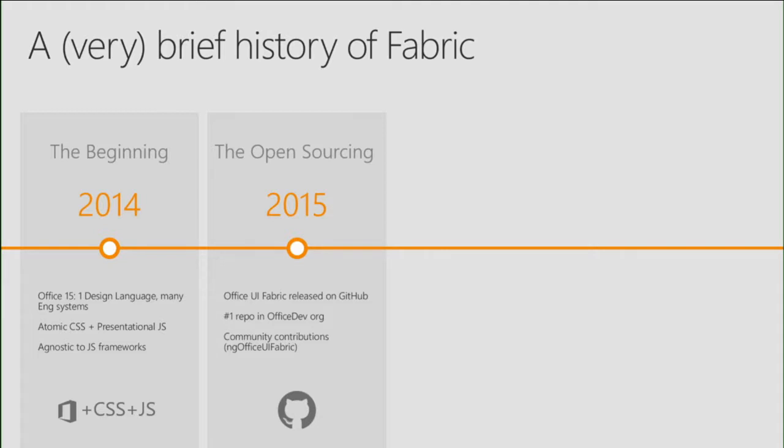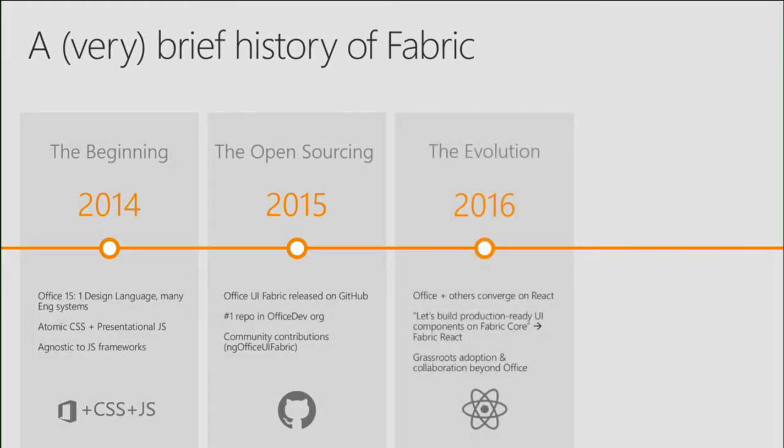It also started illustrating to us the beauty of working in open source transparently. We started getting contributions and pull requests from a bunch of folks, and there were even spin-off projects that came out of this, such as the NG Office UI Fabric project that Andrew Connell started, creating Angular directives for Fabric. At this point, things are going pretty well. We release internally on GitHub. We're seeing many internal audiences, even across the company, starting to adopt Fabric for their own projects.